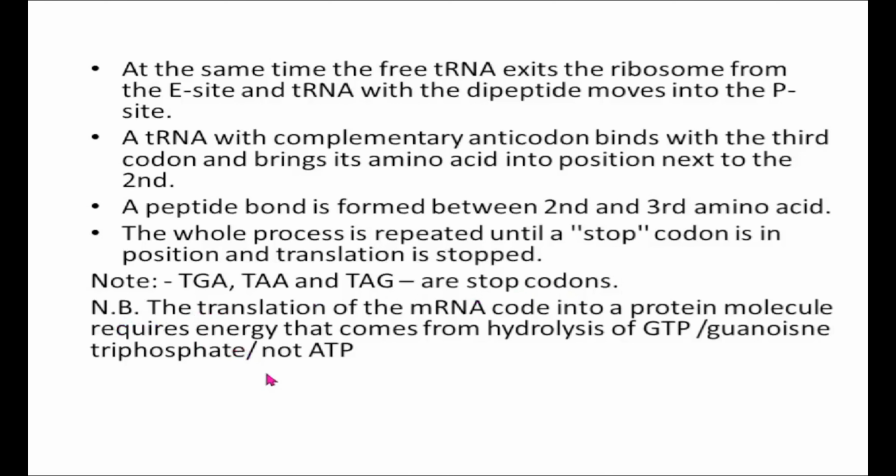Note that the translation of the mRNA code into a protein molecule requires energy. Energy in the cells is in the form of ATP. That energy comes from the hydrolysis of GTP or ATP. This is not from ATP, it is from GTP. In this process, the energy source is GTP, not ATP.